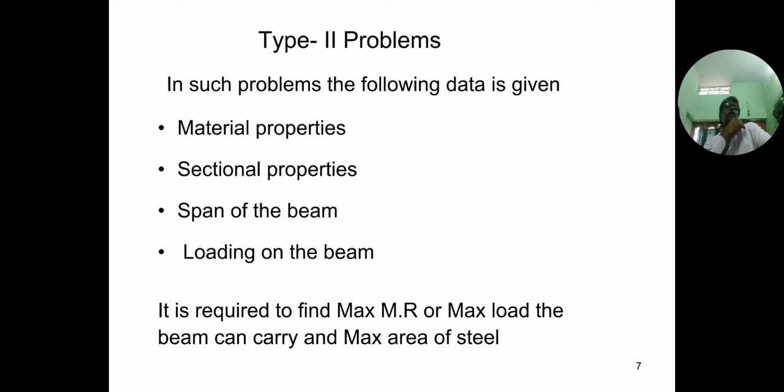Type 2 problem, analysis problem. It is required to find the maximum MR and the maximum load the beam can carry and the maximum area of steel. Maximum area Ast will be found out. Maximum MR is indirectly given, directly it is not given. That is, maximum MR is nothing but the maximum BM.